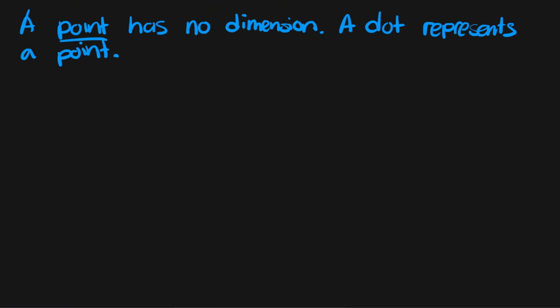Okay, so to start off, you need to know that a point has no dimension. A dot represents a point. So let me give you an example. If I say this is A, then you could just say that this is point A. It's a dot, and that's basically it. That's all a point is. You can say over here that this is point B, and that's it. It has no dimension, and it's represented by a dot. And yeah, that's about it for points.